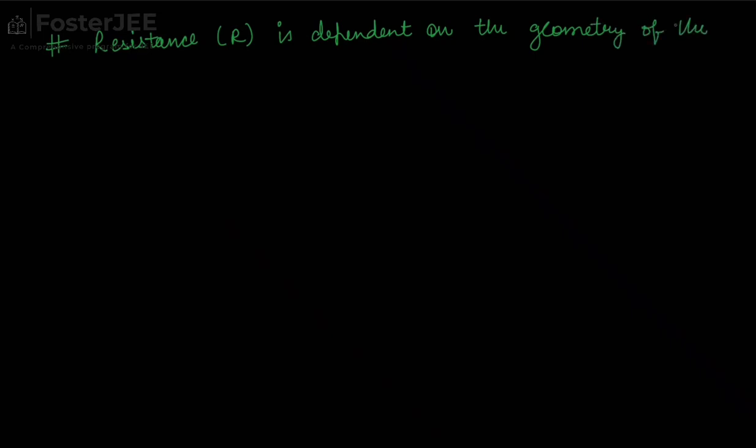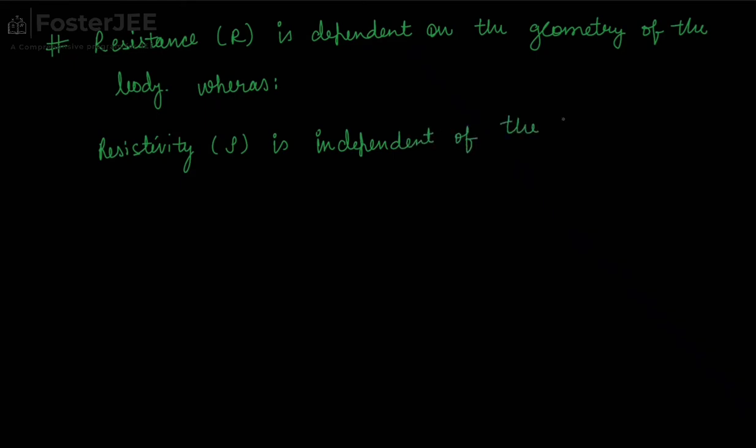Now let's mention that very important point, that resistance R is dependent on the geometry of the body, whereas resistivity rho is independent of the shape and size, and hence we can say rho is the unique property of a material.